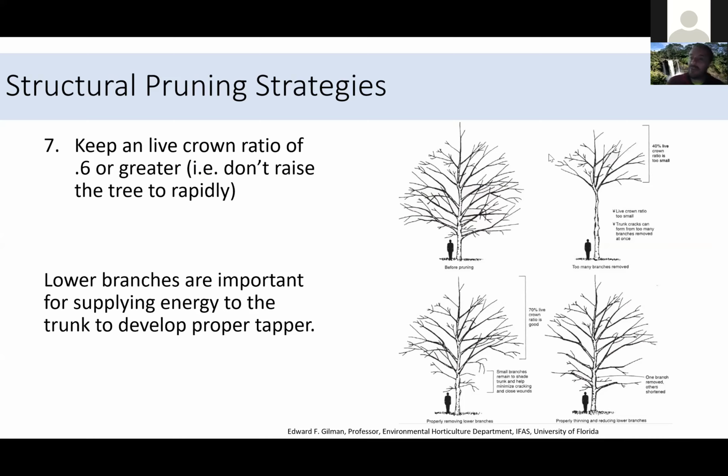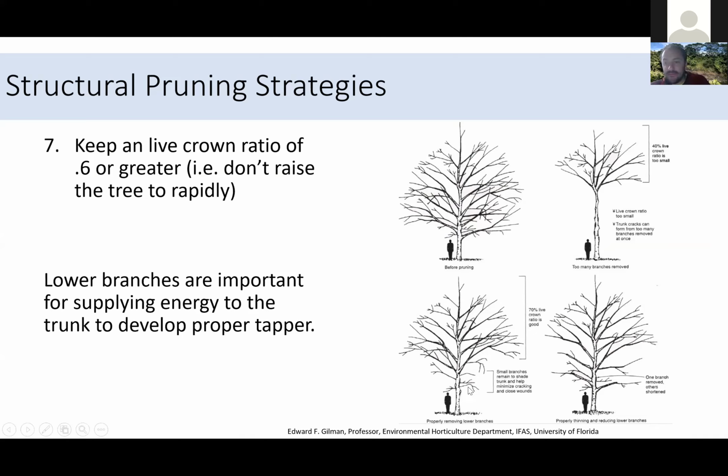And here we have a tree and then 3 different ways of dealing with it. So we have this tree with some lower branches we want to shorten. Maybe they're in the way of a road or a sidewalk or something. This version here where the tree has been raised up really far, this is obviously incorrect. The tree will not develop proper taper. The main trunk will stay too narrow in diameter and may be very prone to failure in the future. Both of these lower versions are okay.